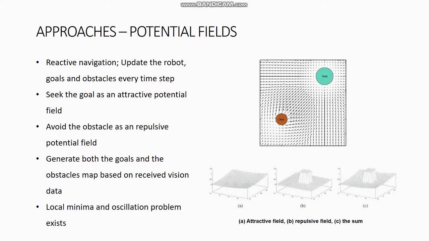For the AI system, a reactive path planning algorithm was implemented. The algorithm will seek the goal as an attractive potential field, while avoiding the obstacles as repulsive potential fields.